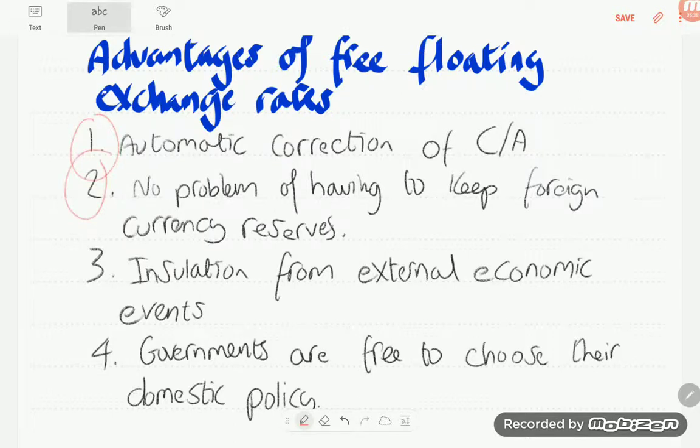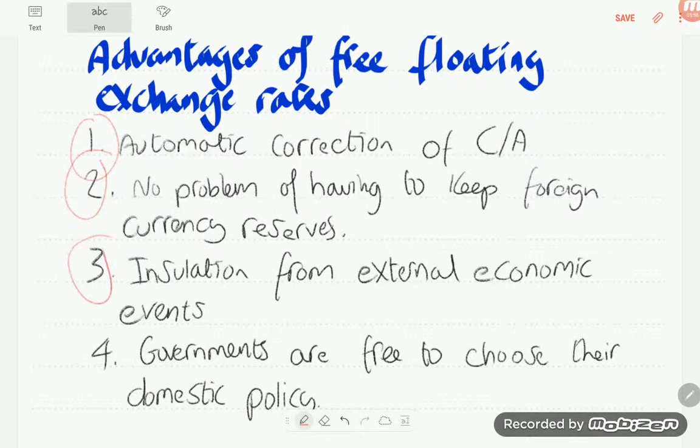Second, there's no problem of having to keep foreign currency reserves. Since there is no central bank intervention in the foreign exchange market, there is no need to hold reserves, which is necessary with a managed or fixed exchange rate.